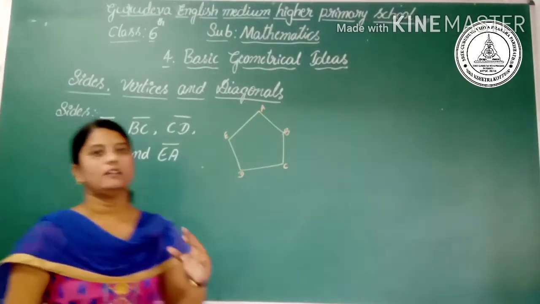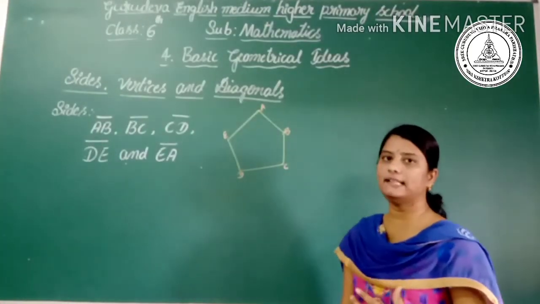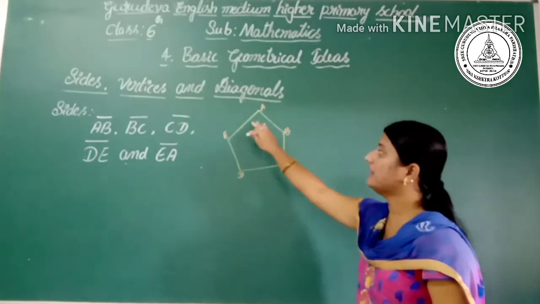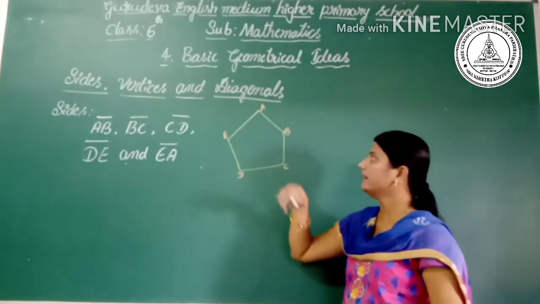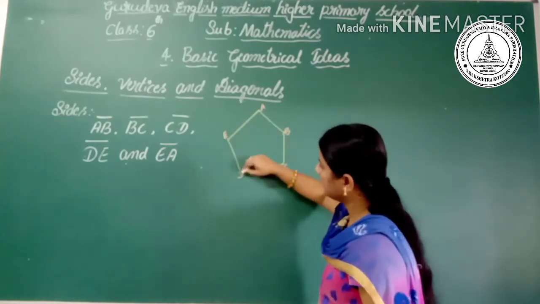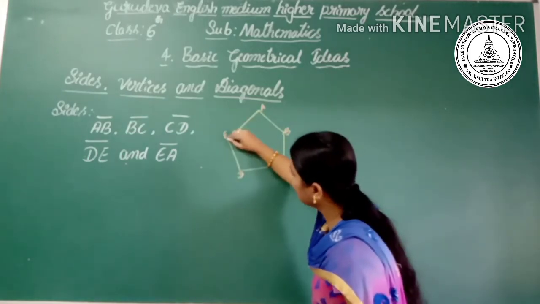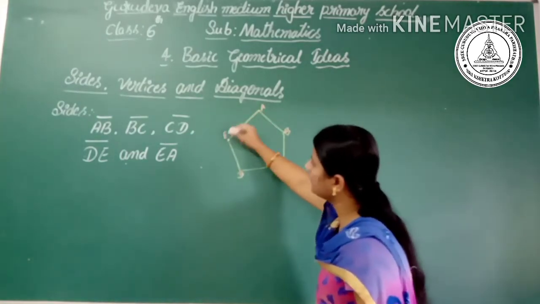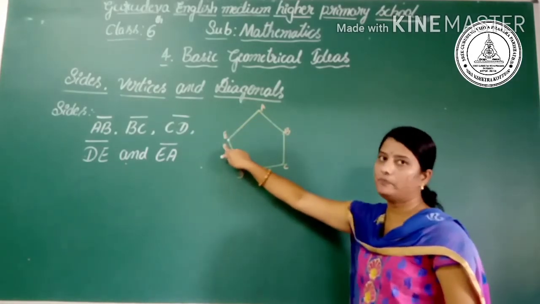As you can see here, there are two adjacent sides. Adjacent means side by side line segments. Two line segments having one common end point are called adjacent sides. For example, here the AE side and the DE line segment. These two sides have one end point in common. So AE and DE are the adjacent sides.